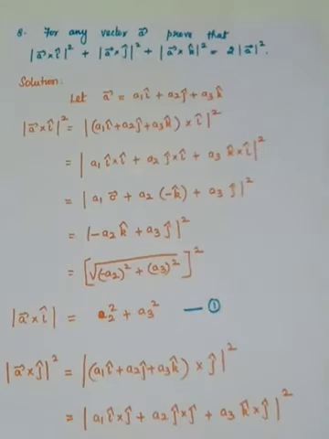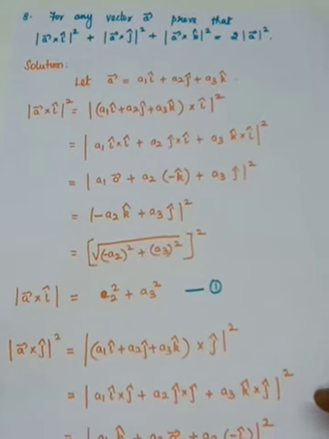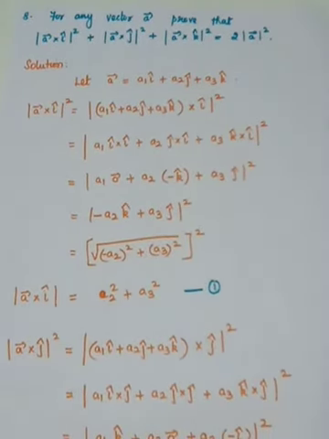Okay, so the next one, the 8th problem. For any vector a, prove that modulus of a vector cross i cap the whole squared plus a vector cross j cap the whole squared plus a vector cross k cap the whole squared is equal to 2 into modulus of a vector the whole square. So first, we have to consider any vector a. Here I have taken a vector as a1 i cap plus a2 j cap plus a3 k cap.